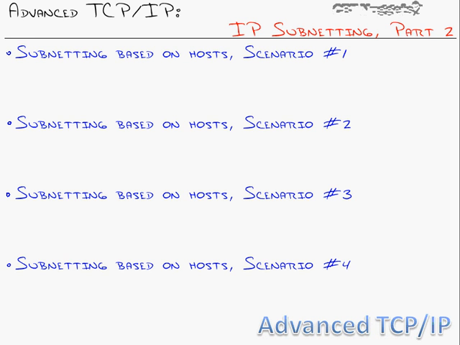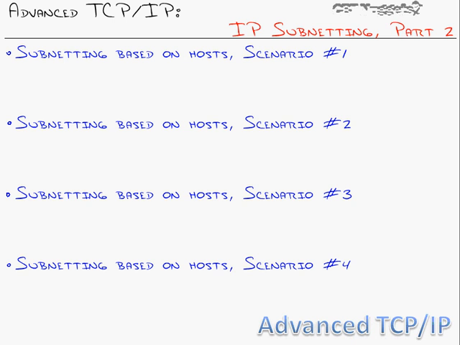Let the adventure continue as we move into TCP/IP subnetting Part 2. What we're going to do is build on the foundation that we laid in Part 1, which was the 3 steps of subnetting based on the number of networks, as in we had the number of networks that we needed and figured out our subnets from there.